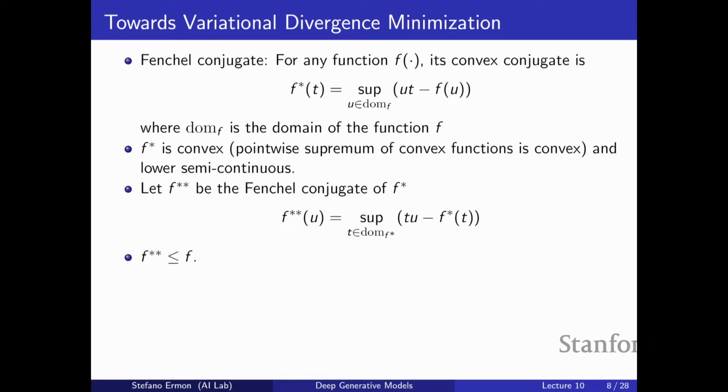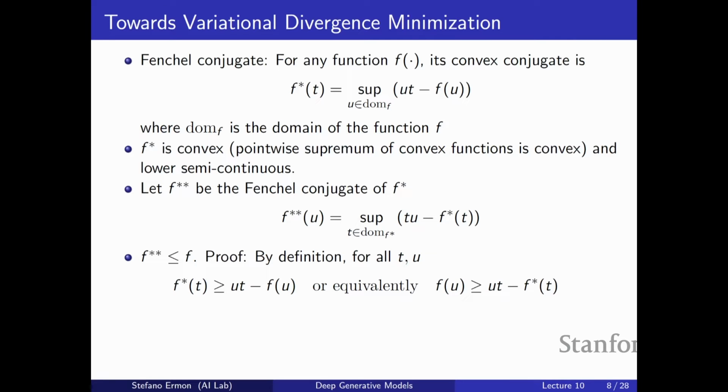So it's always less than or equal to f. And so the proof is actually very simple. You can kind of see that by the definition that we have up here, we have that for every choice of t, f star is at least as large as ut minus f of u, because it's the supremum, so it has to be at least as large as all the possible values that you can get for any choice of u. And if you rearrange, you can move the f to the other side, and you can write it as f of u is at least as large as ut minus f star, if you just move this and this to the other side.